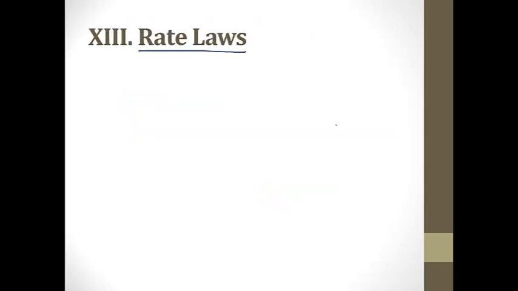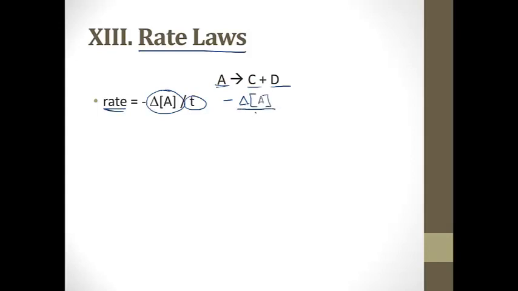Okay, rate laws. So for a general reaction, one reactant turns into a couple products. By definition, the rate is determined by the change in concentration of the reactant per unit of time. So it's the negative change in concentration of A over time. Or we can also do it in terms of products. How fast will the concentration of C change per unit of time, or D? But for this chapter, we're only going to concentrate on reactants.